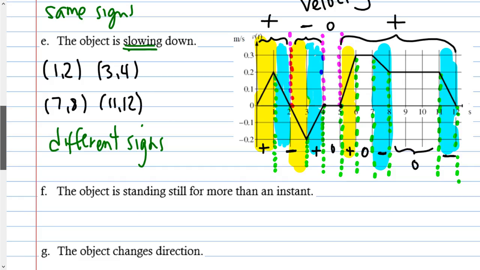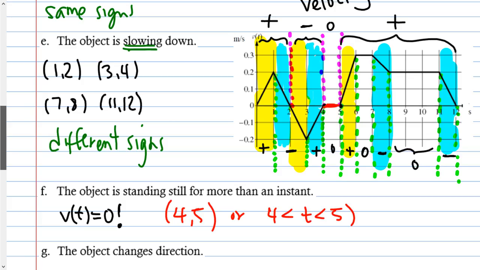The object is standing still for more than an instant. So figure out where the object is standing still, so the velocity is 0. So that's what this is. Velocity, actually, let me do it the right way. Velocity equals 0. That's what we're looking for here. So the only place was, let me do it in red, right here. So from 4 to 5. Or you can write from 4 in between.